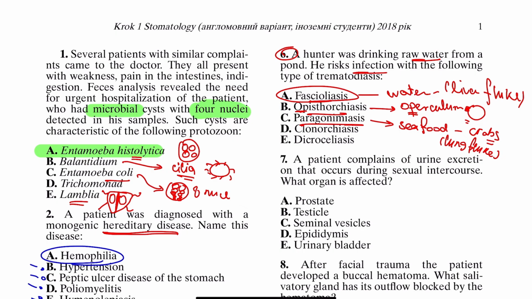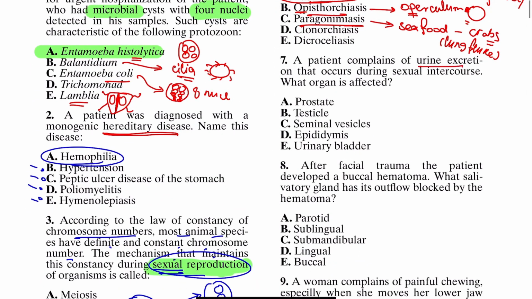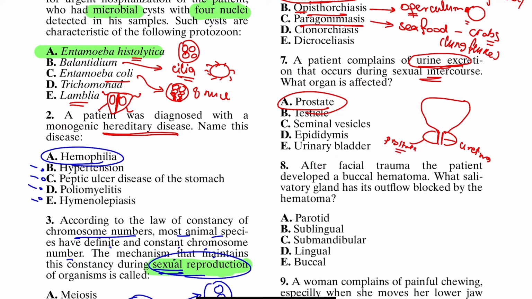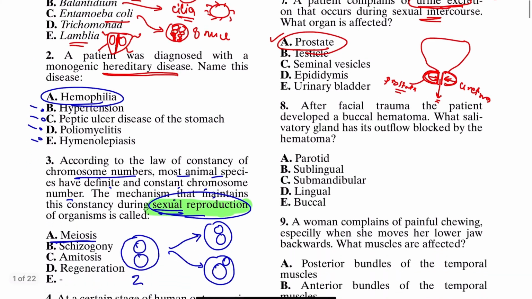Paragonimiasis. Yes. Patient complains of urine excretion that occurs during sexual intercourse. What organ is affected? So this person during sexual intercourse has urine that comes out. So this is a problem with the prostate. You know that after the urinary bladder, we have here the urethra, right? Around the urethra, there is the prostate. So during sexual intercourse, the prostate presses on the urethra and there is some urine that can go out, so prostate.